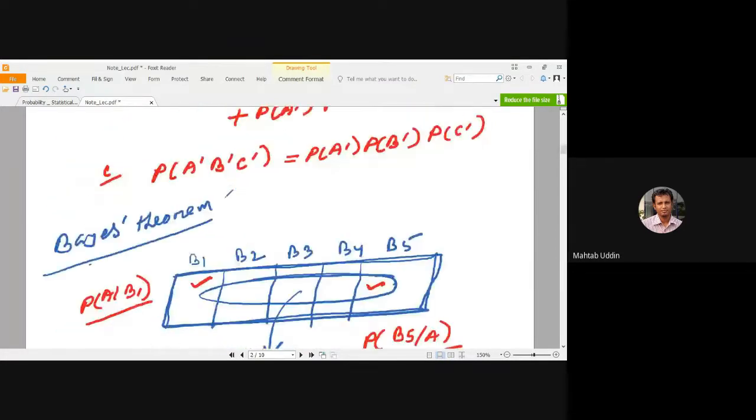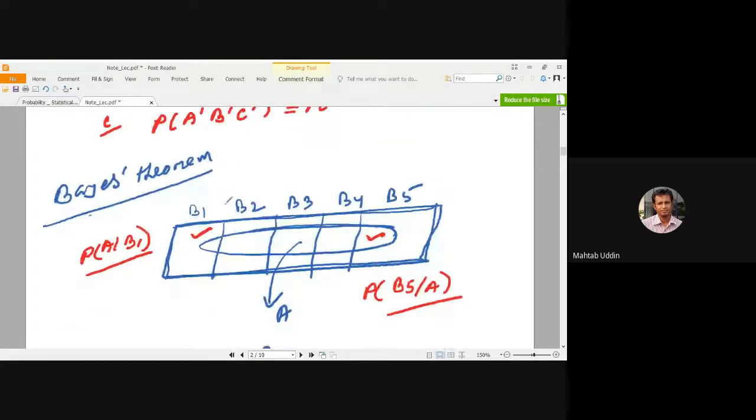Out of 5 trees, there is a chance to have some sweet mangoes. Do you understand? What is the chance? Hello?